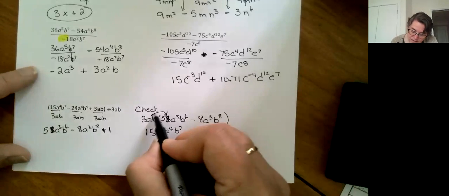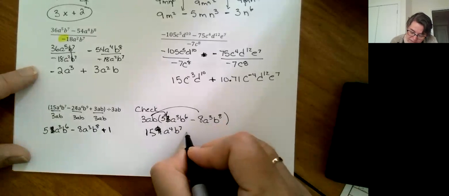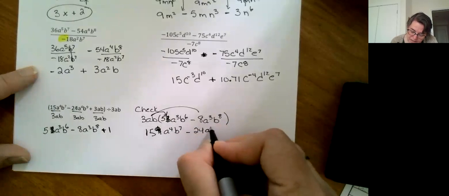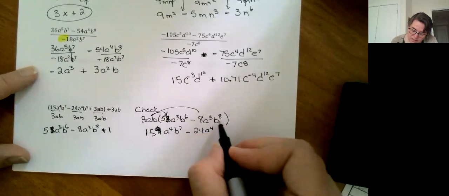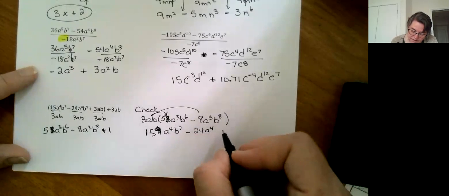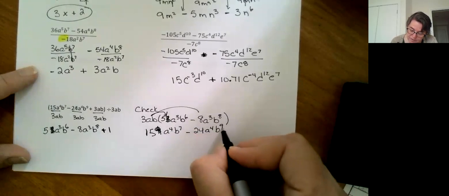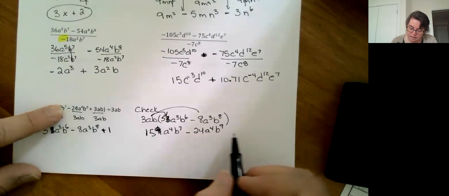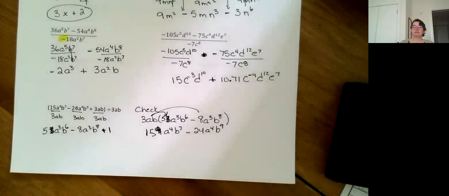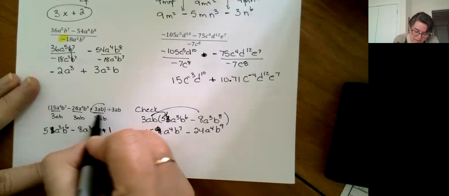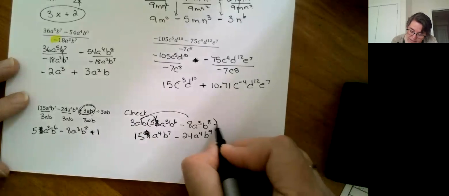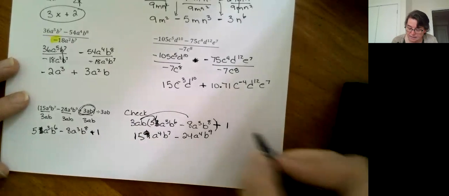Let's try it again. 3 times negative 8 is minus 24. a times a cubed is a to the 4th. And b times b to the 8 is b to the 9. Yeah, no, much better. This minus 24, a to the 4, b to the 9. Right. But are we done? No. Look at your question. This whole chunk is missing from there. So that's why we need the plus 1 at the end.